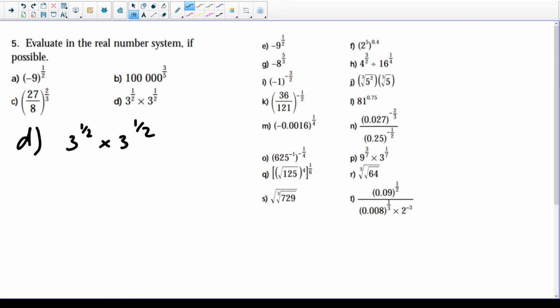So 3 to the 1/2 times 3 to the 1/2. Now my biggest fear is that somebody's going to say that the answer is 9 to the power of something. Okay? Big mistake, done all the time. You're combining two bases. The bases do not change when you're multiplying or dividing. What's the rule? Well, we're multiplying two bases that have powers. What do we do with the exponents?